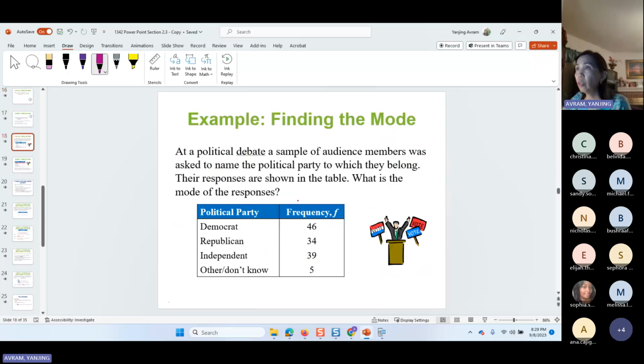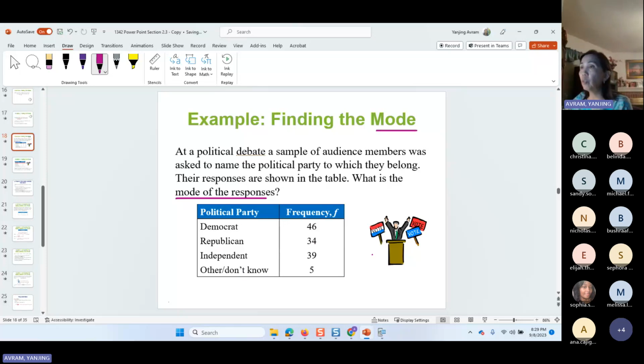Okay. All right, now look at the mode for this political party and the frequency here. What is the mode of this response? At a political debate, a sample of the audience members were asked to name the political party to which they belong. Their responses are shown in this table. 46 of them said they are Democrat. 34 said they are Republican. 39 said they are independent. The other 5 said they don't know, or they just chose other. Okay, so what is the mode?